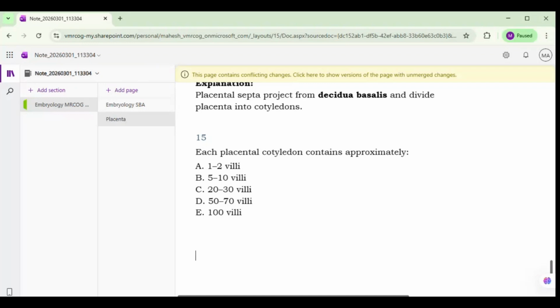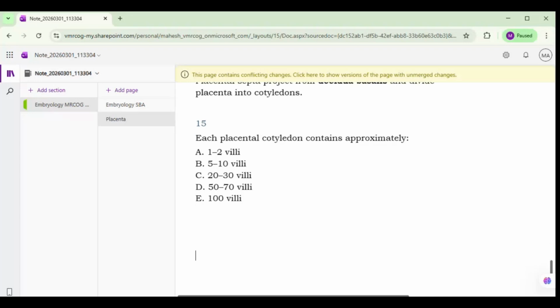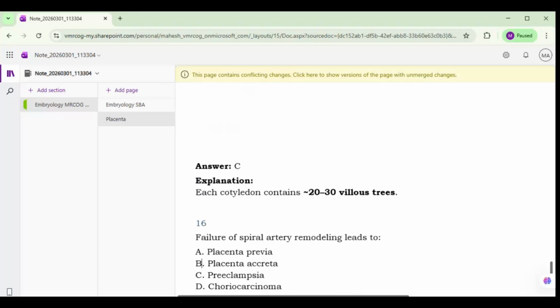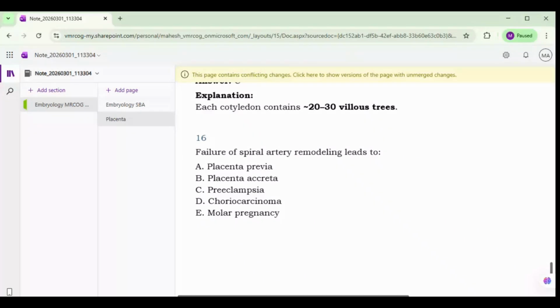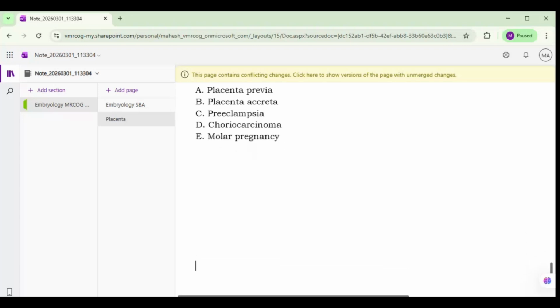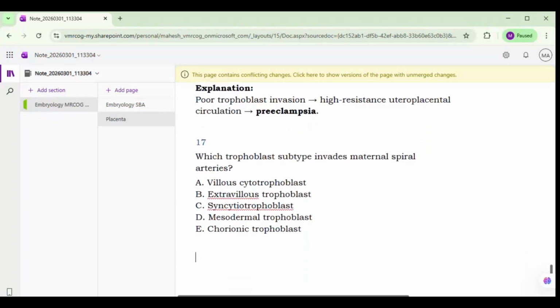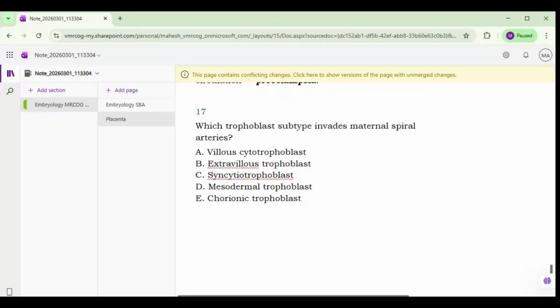Each placental cotyledon contains around 20 to 30 villus trees. Next. Failure of spiral artery remodeling leads to preeclampsia. Option C, correct. Poor trophoblastic invasion causes high resistance uteroplacental circulation, leading to preeclampsia.